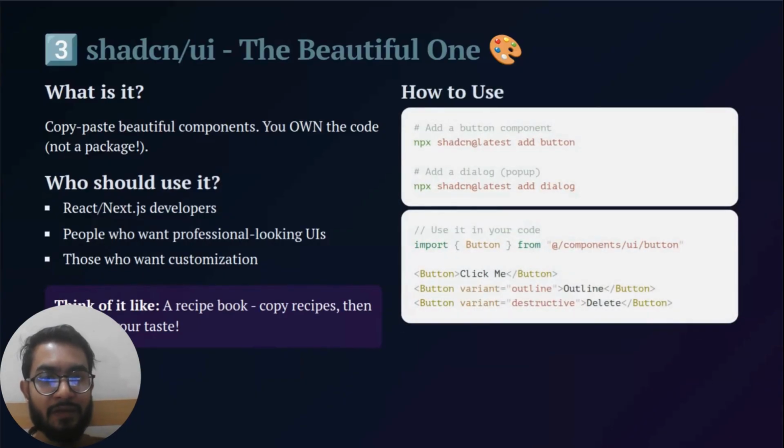Well, and how to use it? If you need to add a button, you just run this command, npx shadcn latest add button. Or if you would like to add a dialog pop-up, then you can also just run this command, npx shadcn latest add dialog, and eventually you can just use it. So you see here, there is no CSS class name at all because it is already provided by the shadcn component.